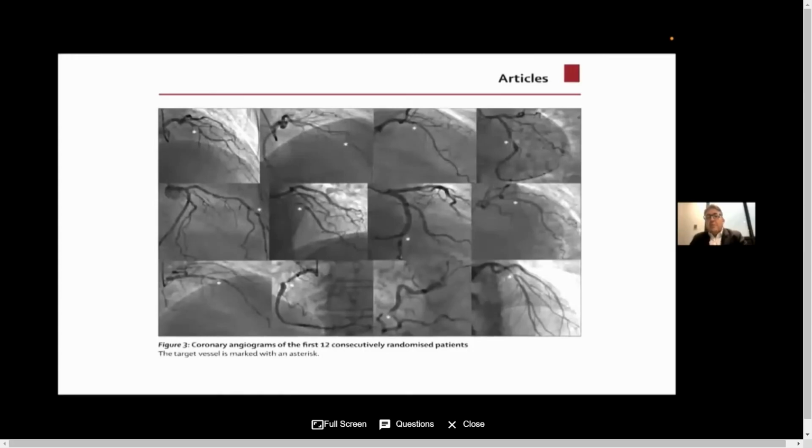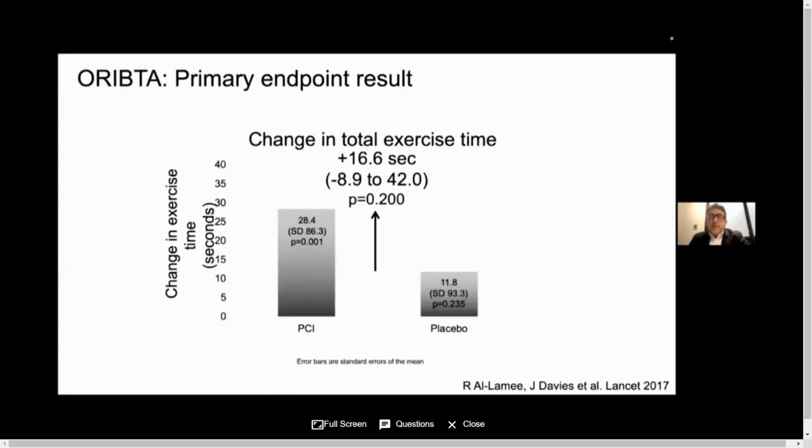Of course, these patients are all from the ORBITA study, a study which we ran from our hospital in London. And as you know, this study didn't confirm that PCI conferred an advantage over placebo in terms of improvement of exercise capacity. There was a marginal improvement in exercise capacity in patients who received stenting, but not over and above placebo. And I'll just remind you, if you're less familiar with the protocol, that this used the angiogram to guide which patients had treatment, and it didn't use coronary physiology.